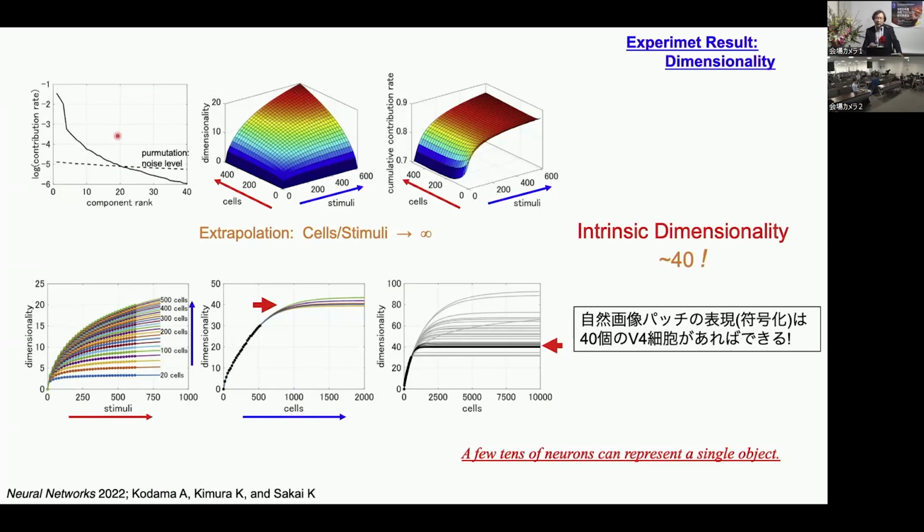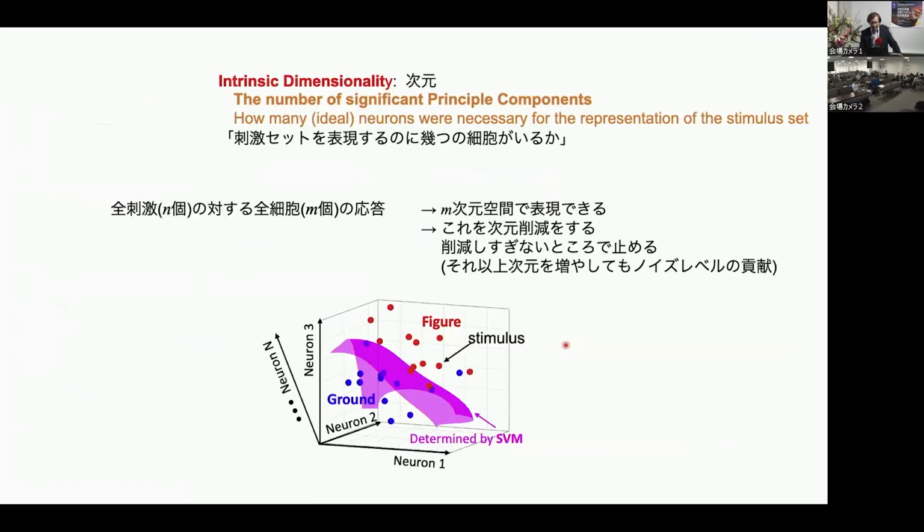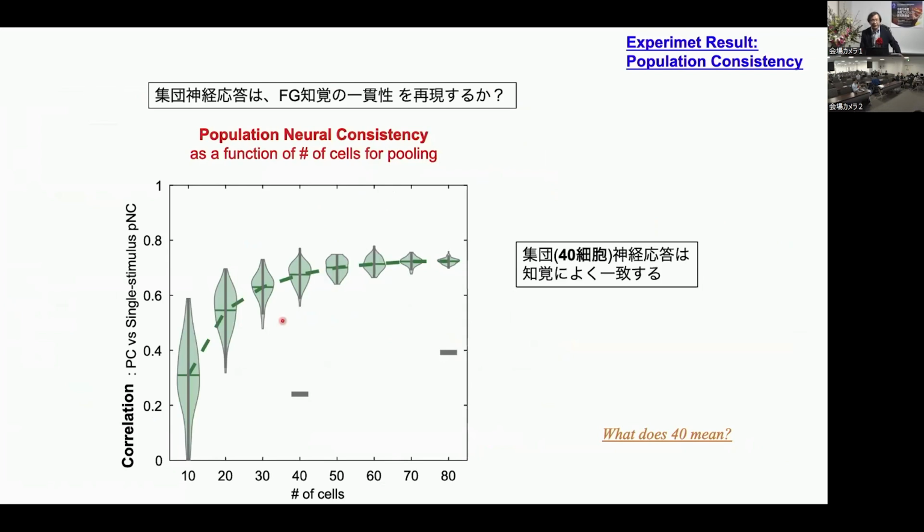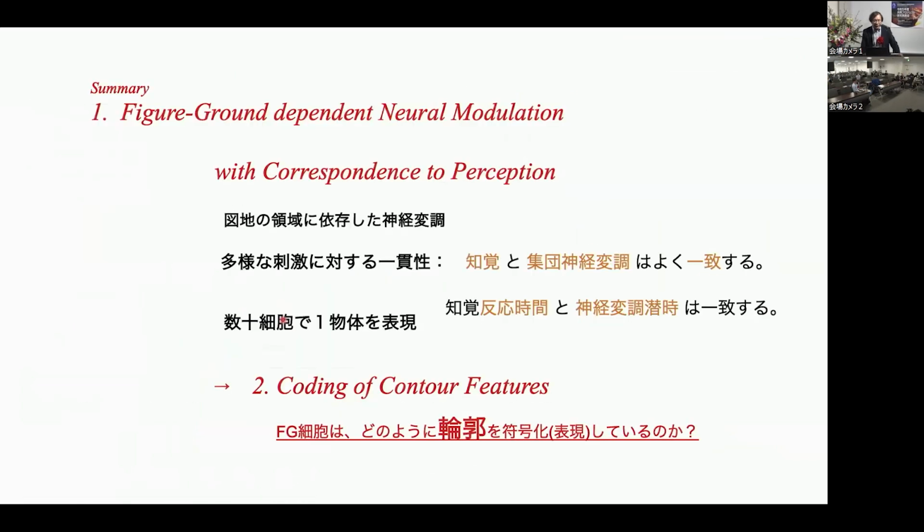Okay, but the problem here is that in the experiment, we get a limited number of neurons and stimuli. But in natural environment, there are an infinite number of stimuli and so many neurons in the brain. So we need to extrapolate to stimuli and cells. And after all, we get a dimensionality of 40, which agrees very well with this result. We needed 40 neurons to judge correct figure ground from natural images. So up to here was the topic of the figure ground.